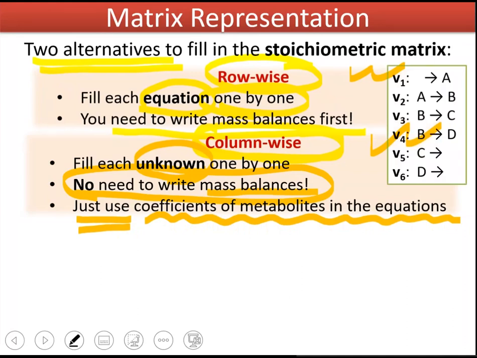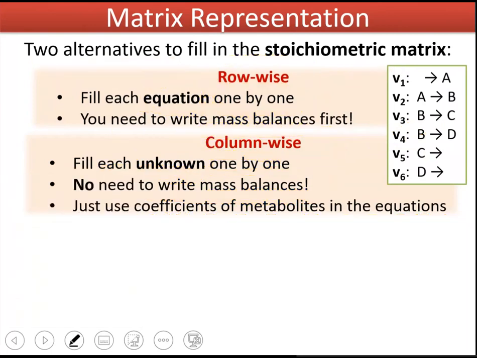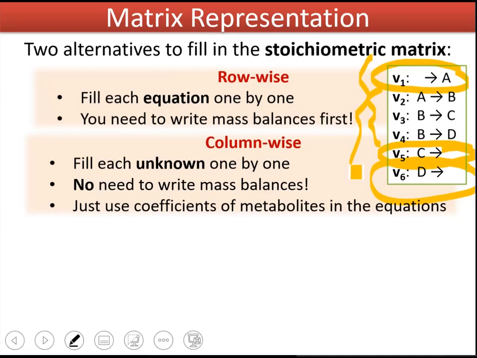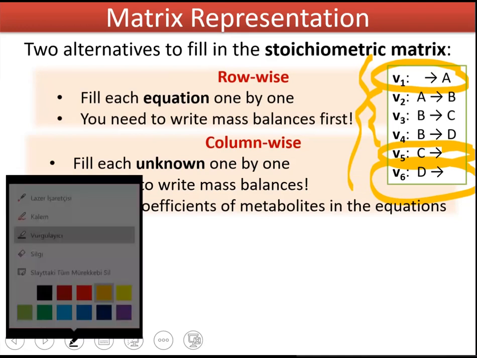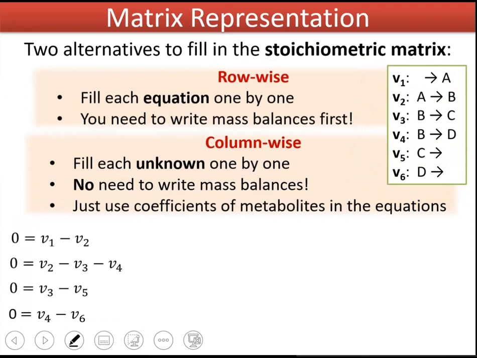So for this toy system, this was the set of equations we had. We had uptake of A, we had secretion of C, secretion of D, and we had 3 intracellular internal reactions. So in the column-wise approach, as I said, we don't have to write mass balances. We can directly use this reaction list to construct the stoichiometric matrix. How? This is the stoichiometric matrix, empty. We need to fill it in.